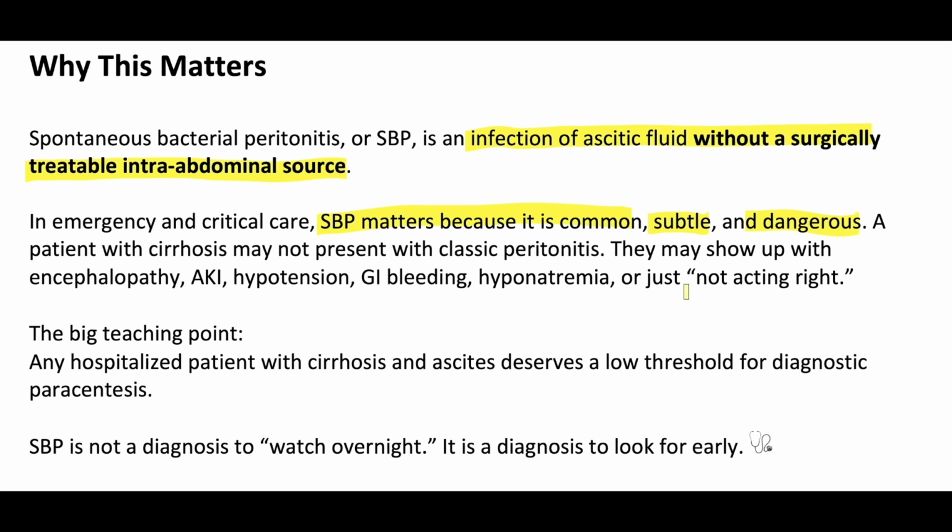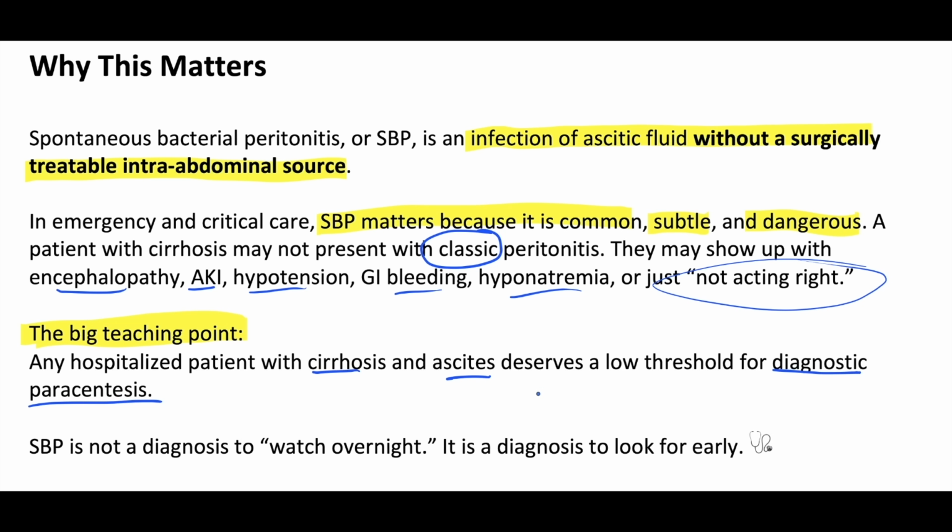A patient with cirrhosis will not necessarily always present with classic peritonitis, right? They may show up just encephalopathic. They may show up with just an acute kidney injury. They may just show up hypotensive, GI bleed, hyponatremic, just not acting right. And it might be SBP that is the cause or the trigger that caused something else to occur. So the big teaching point here, and this is critical stuff. Any hospitalized patient with cirrhosis and ascites deserves to have a low threshold consideration for a diagnostic paracentesis.